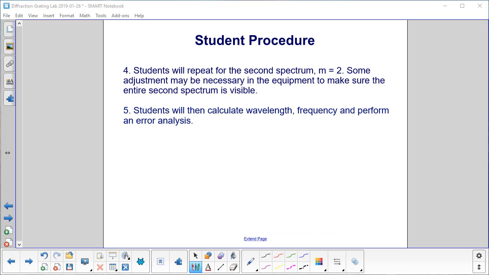Students will repeat for the second spectrum, where M is equal to 2. Some adjustment may be necessary in the equipment to make sure the entire second spectrum is visible. They will then calculate wavelength, frequency, and perform an error analysis.